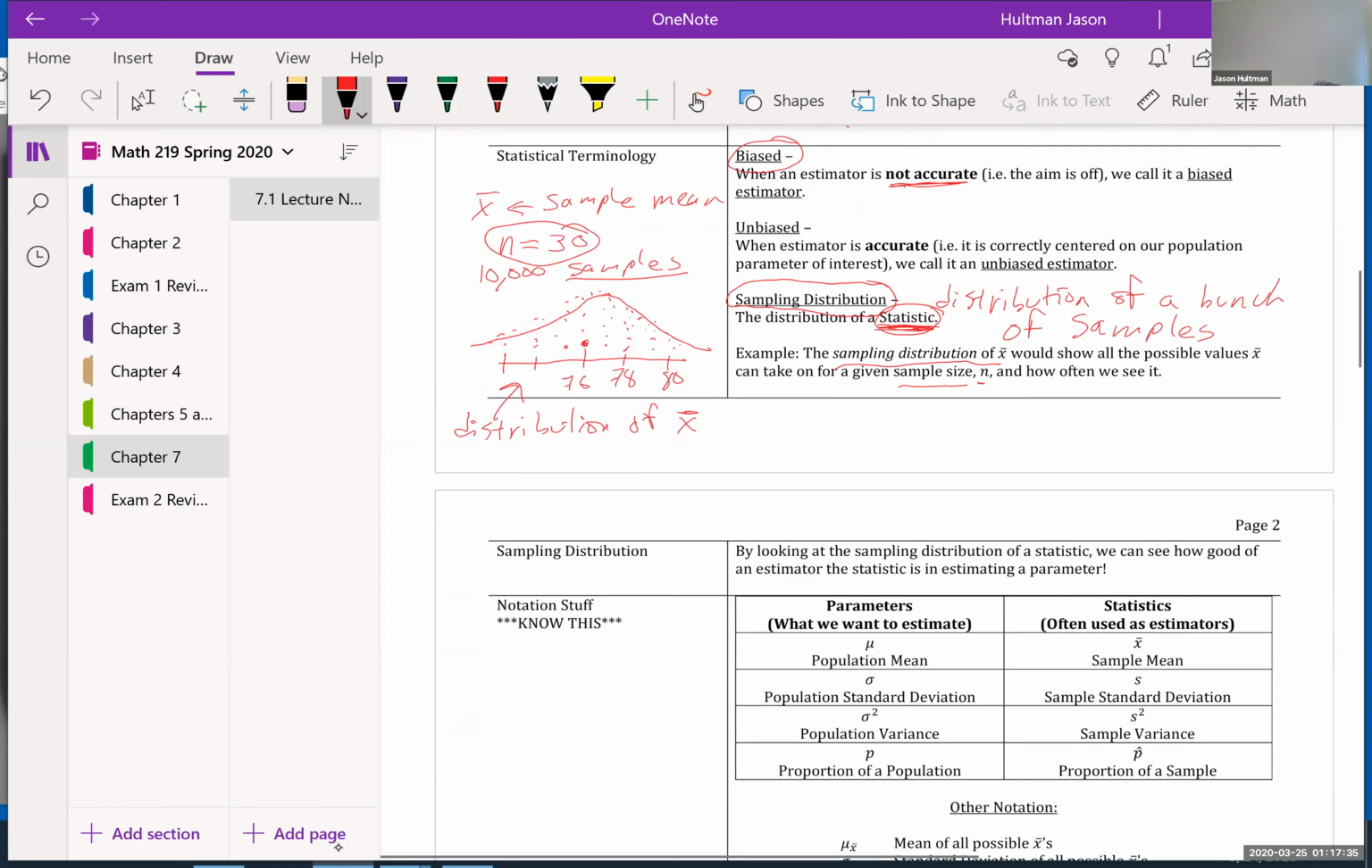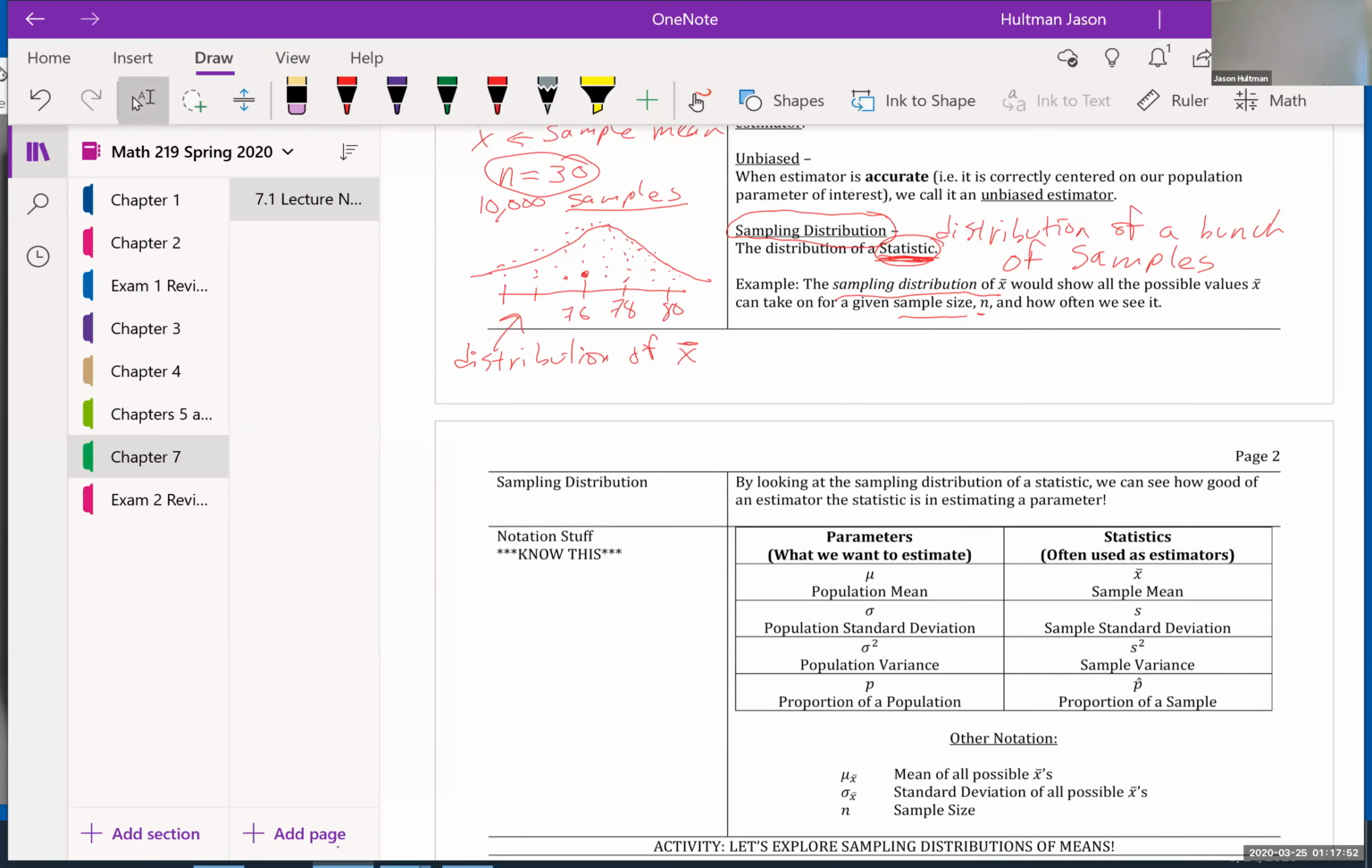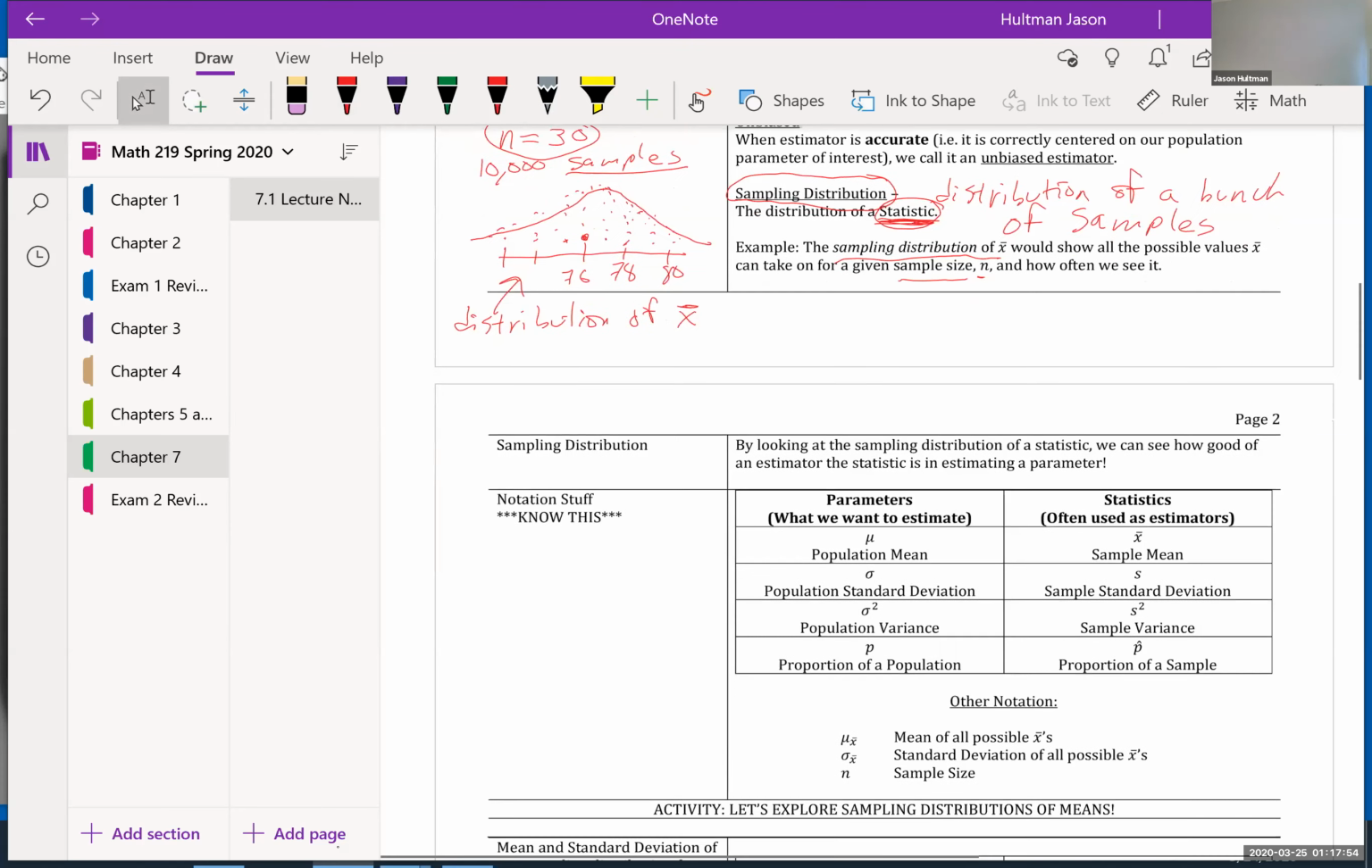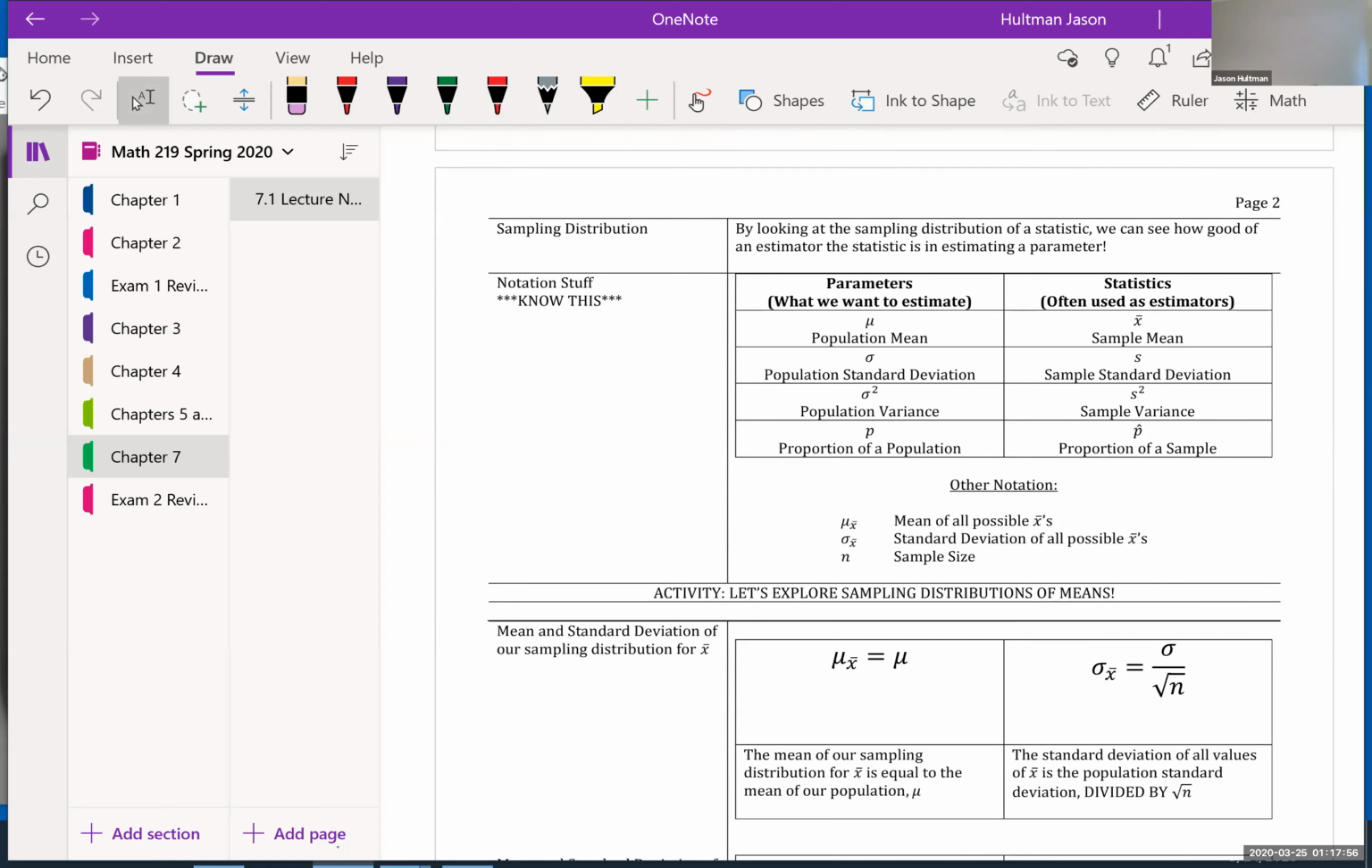Basically all roads lead to a normal distribution if our sample size is big enough and we have run enough samples. We're going to let our samples go to infinity to give us a nice smooth curve. By looking at the sampling distribution of a statistic, we can see how good an estimator the statistic is in estimating the parameter.